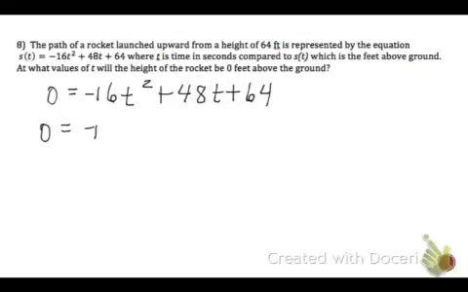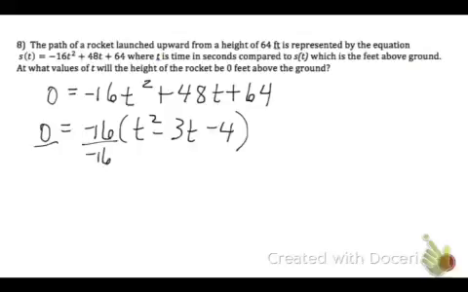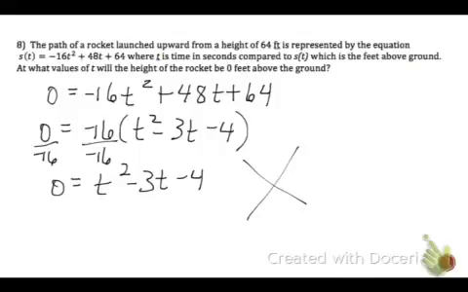So negative 16 can divide into each of those terms. So if we factor that out, we get t squared minus 3t minus 4. Then to solve, we can divide both sides by negative 16. So 0 equals t squared minus 3t minus 4.